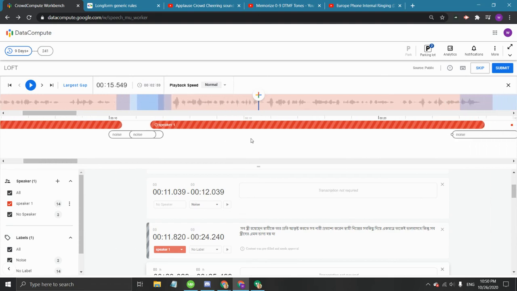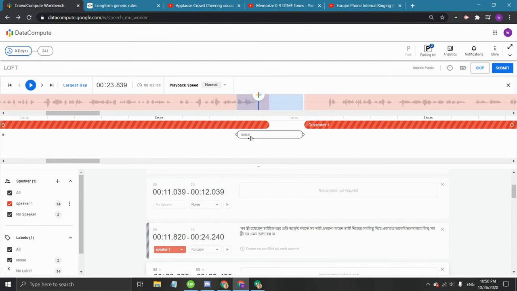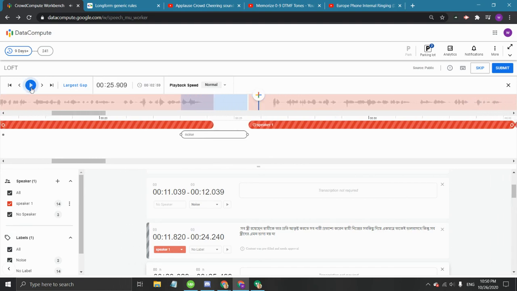The noise annotation is also used to annotate the white noise present in some tasks. If you hear a static noise, sometimes called a white noise, that sounds something like this, that should also be annotated with this annotation.